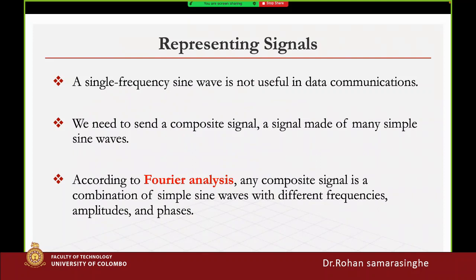A single sine wave is not useful in data communication. We need to send a composite signal, a signal made of many simple sine waves. According to the Fourier analysis, there is a calculation called Fourier analysis, a composite signal is a combination of simple sine waves with different frequencies, amplitudes and phases.